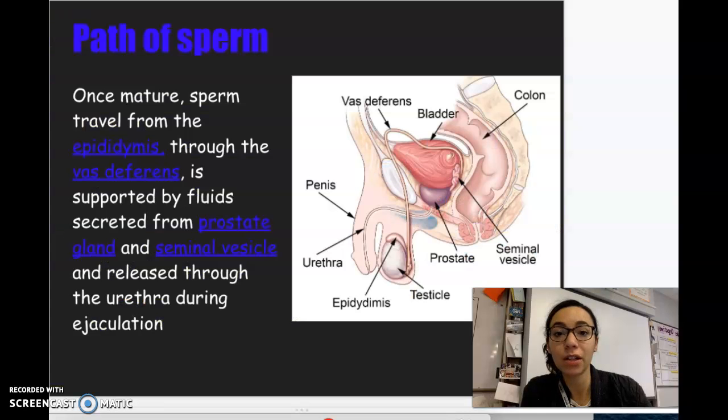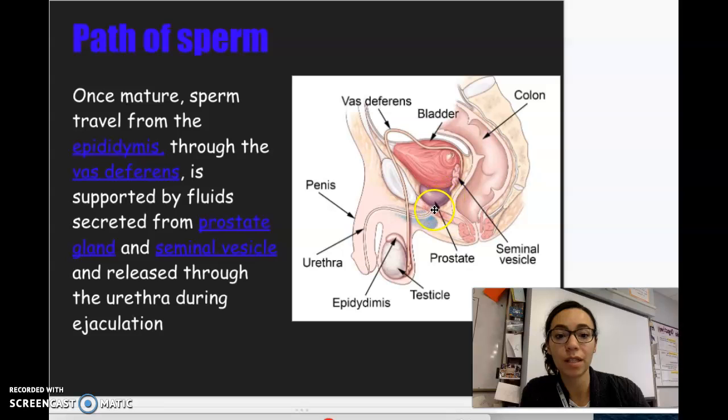All right, so now let's look at the path of the sperm from the testes where they are produced to where they are released from the body, from the urethra. Okay, so once they're mature, the sperm are stored in the epididymis, and then they travel through the vas deferens. Remember I said that's this big long tube, kind of loops around the bladder, and we've got some support glands here, the prostate gland, the seminal vesicle.